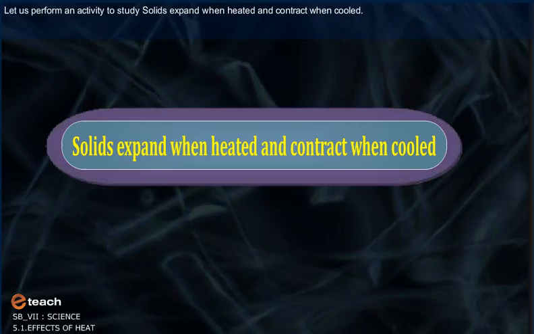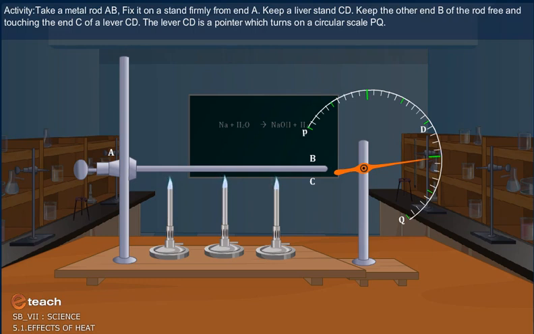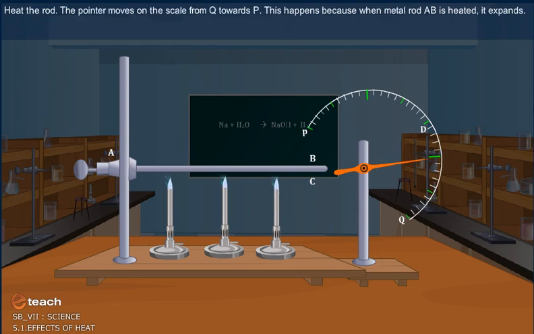Let us perform an activity to study solids expand when heated and contract when cooled. Activity. So, students, take a metal rod AB. Fix it on a stand firmly from end A. Keep a lever CD. Keep the other end B of the rod free and touching the end C of the lever CD. The lever CD is a pointer which turns on a circular scale PQ. Heat the rod. The pointer moves on the scale from Q towards P.